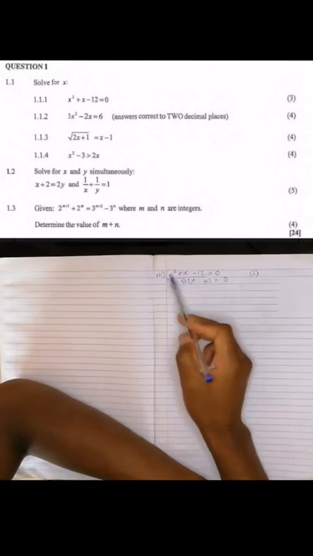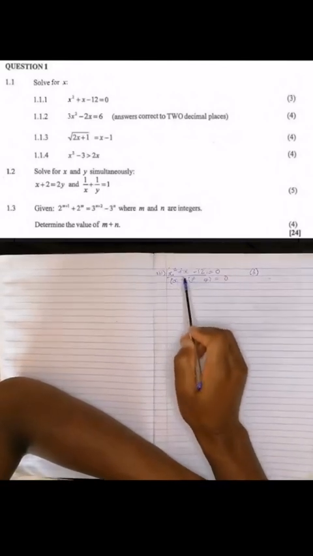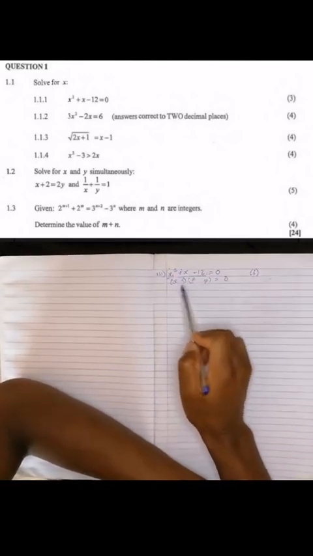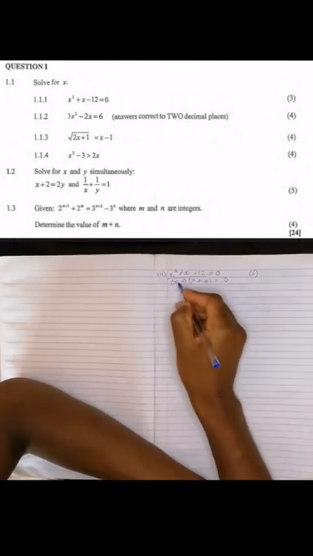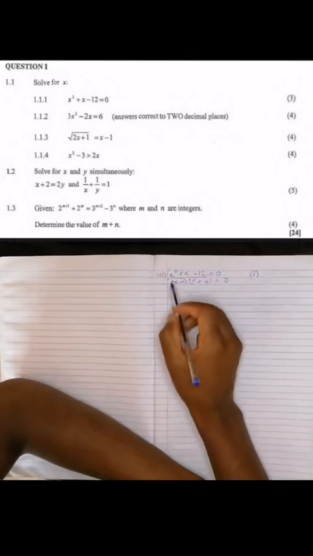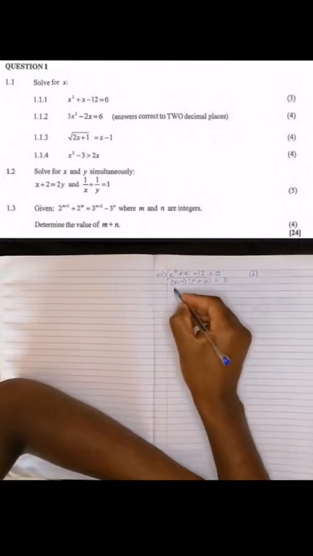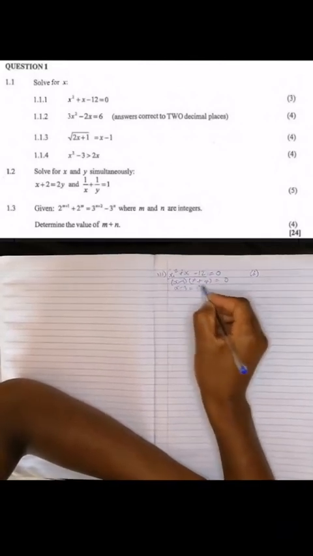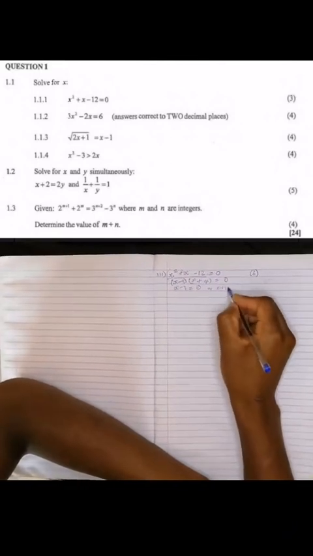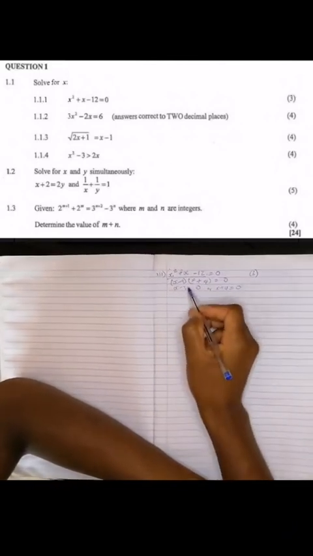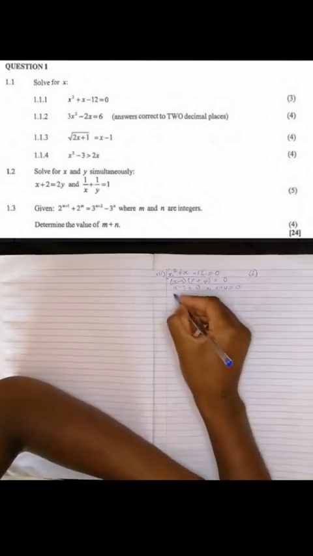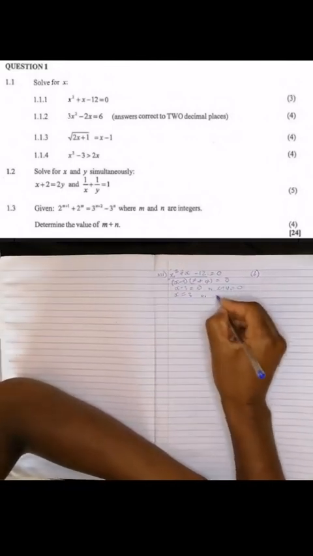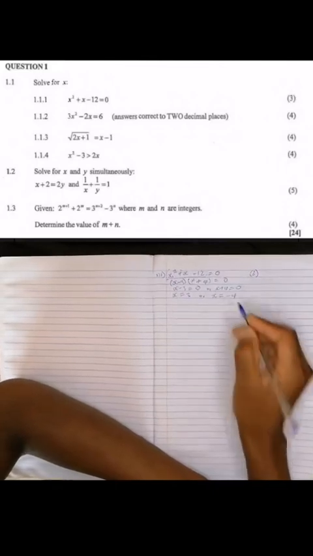So the bigger number has to take the positive sign of the middle term, which the bigger number between the two brackets is 4. So it's going to be plus, here it's going to be minus. So now you equate each bracket to 0. You say x minus 3 is equal to 0, or x plus 4 is equal to 0. And then you transpose 3 to the other side so that you can find the value of x. X is equal to 3, or x is equal to minus 4.